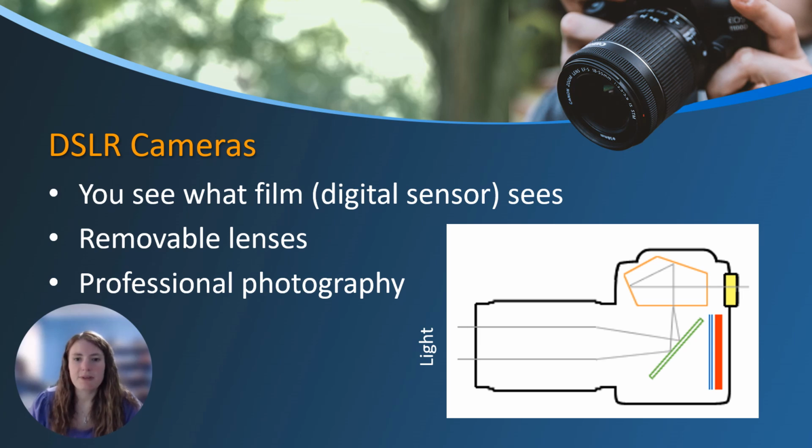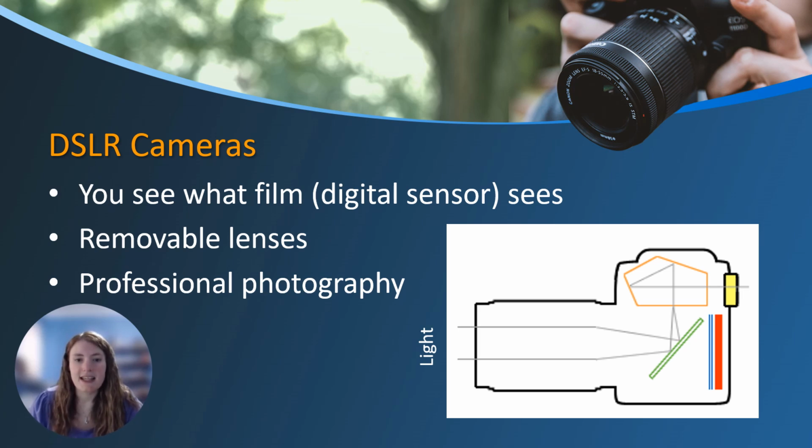That process is shown here in the image on this slide. The green line represents a mirror that rests in front of the red sensor. While you are setting up the picture, the mirror bounces the image onto the viewfinder, shown as the yellow box on the right here. When you press down the shutter to actually take the picture, the mirror flips up and allows the light to pass directly onto the digital sensor.